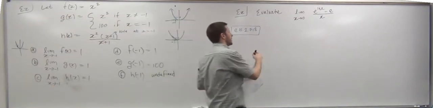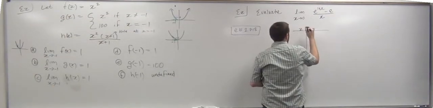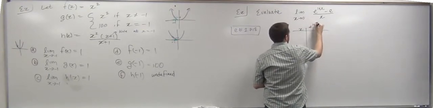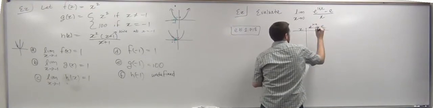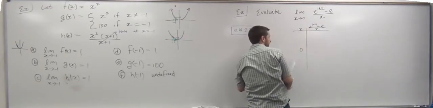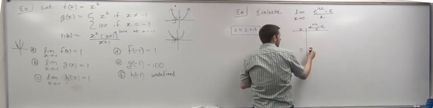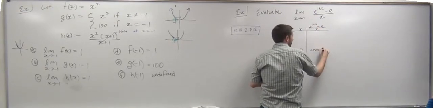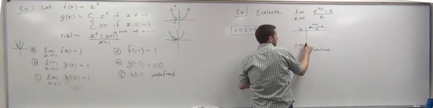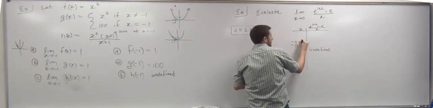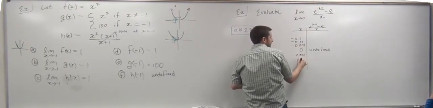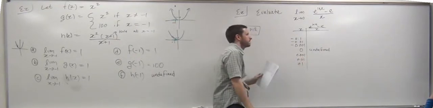So you would do something like x and then y. And because you're trying to find the limit as x goes to 0, you want to center everything around 0. So at 0, this is undefined. But then you could plug in something like negative 0.001, negative 0.01, negative 0.1. Remember this? And just see what happens.